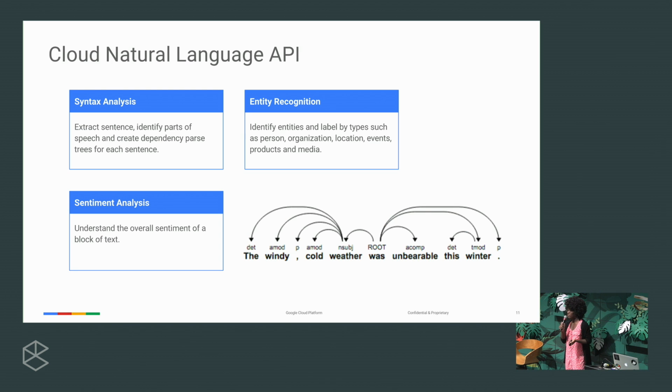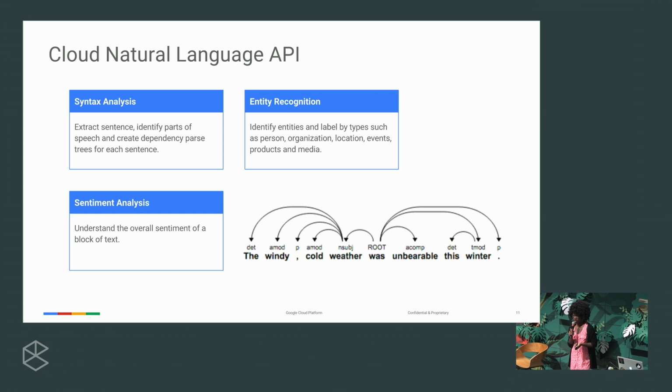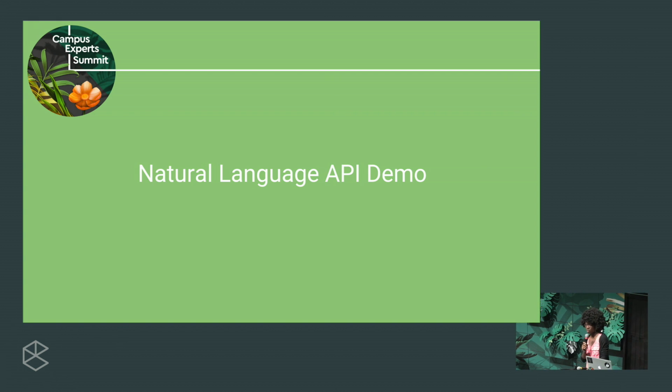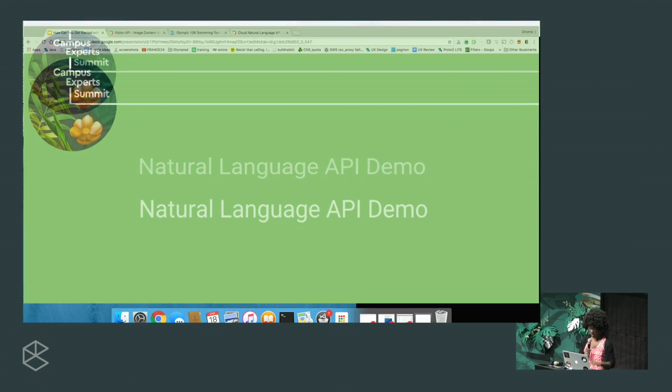So the second one is a natural language API, and it allows you to do syntax analysis on just human written words. So it allows you to identify the different parts of speeches, the pronouns, the nouns, the verbs, and so on. And it allows you to recognize entities in a sentence or to analyze the sentiment of a sentence. So whether it's sad or happy and so on. So quick demo of that.